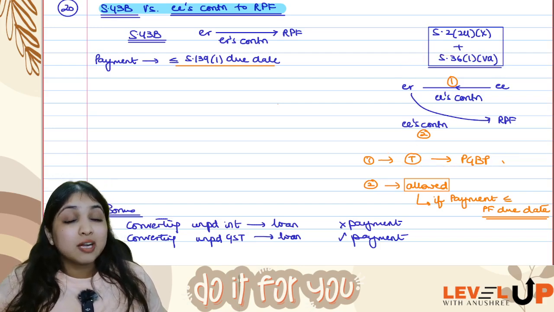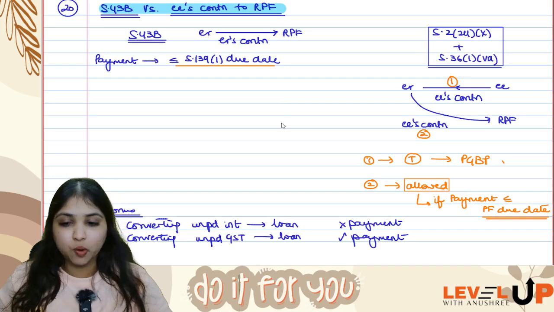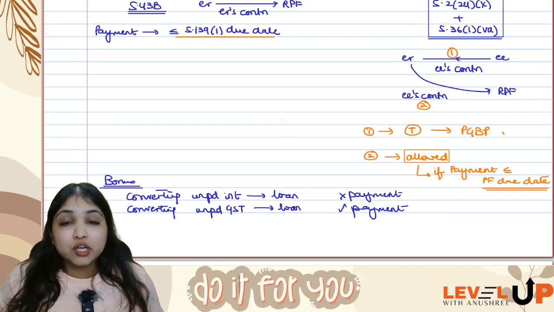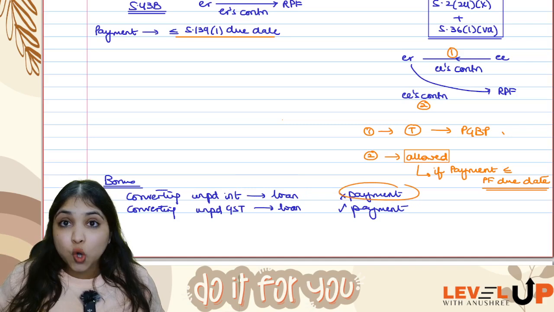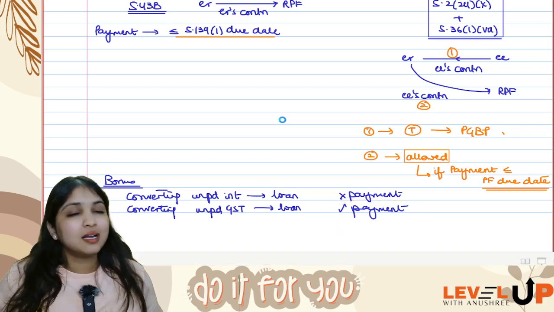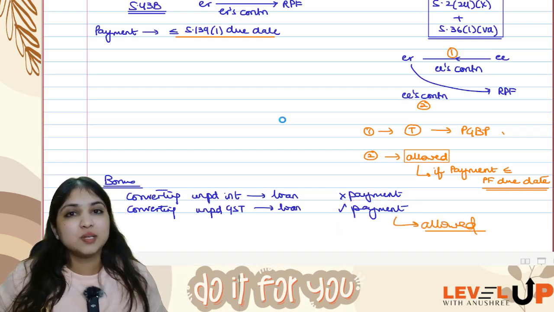Later when the employer remits it to the RPF within the PF due date, then it will be allowed for the employer. Alright guys, then there is a bonus point over here relating to 43B. See, 43B includes interest, right? And 43B also includes taxes. So when you convert unpaid interest into loan, it is not considered as payment. But when you convert unpaid GST into loan, this is considered as payment, and because it is considered as payment, this will be allowed in your PGBP computation.